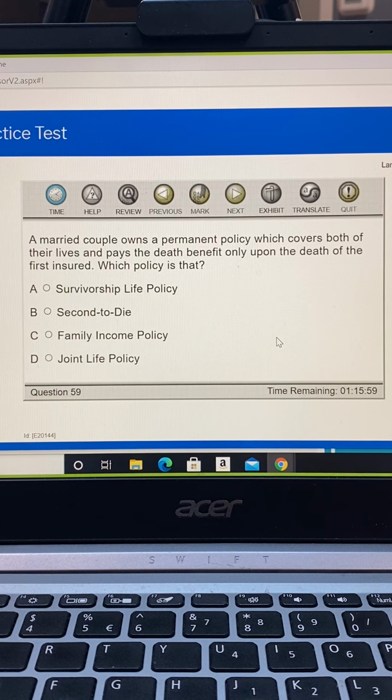A married couple owns a permanent policy which covers both. You'll know it's a joint or joint and survivor because it's two people. It covers both of their lives and pays the death benefit only upon the death of the first one. Joint life policy. Joint is first to die. Survivorship is second to die. Right.